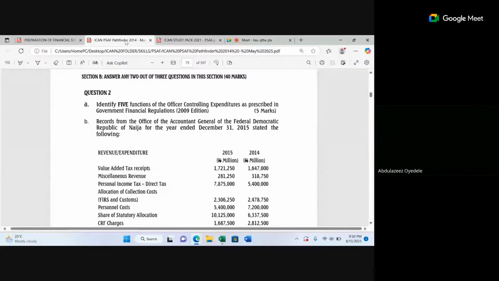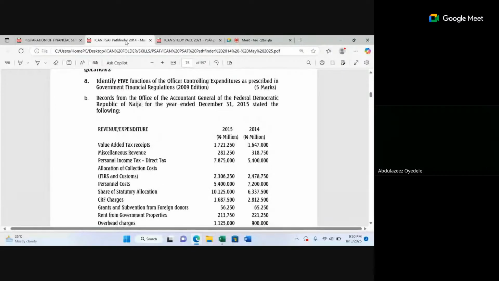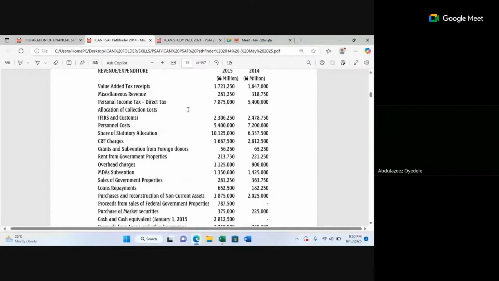The one that concerns us now is the B part of that question, 2B. They are giving us the records from the Office of the Accountant General of the Federal Republic of Nigeria for the year ended December 31, 2015. And we have the figures for 2015 as well as that of 2014. So they're giving us two years, and all the items are listed here.